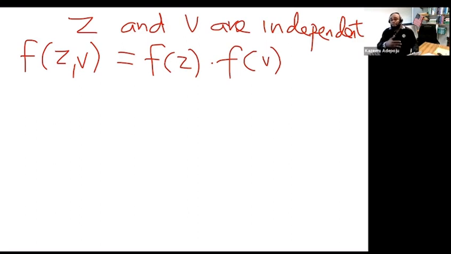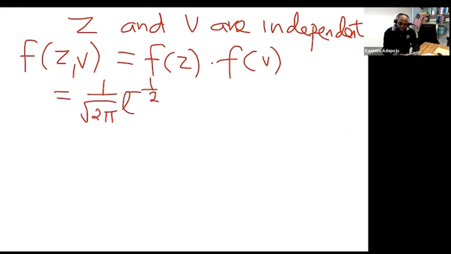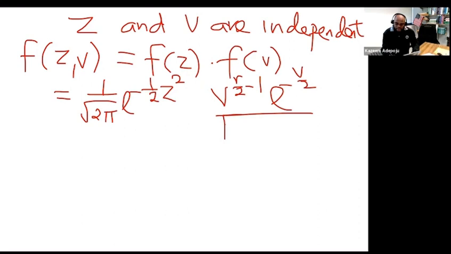The probability of the joint occurrence of Z and V that follow different distributions is basically going to be a product of their marginals. So looking at the probability distribution for Z, I have 1 over the square root of 2 pi, exponential raised to the power minus half z squared. And of course, that's for the chi-squared: we have v raised to the power r over 2 minus 1, exponential raised to the power minus v over 2, over gamma of r over 2, then 2 raised to the power r over 2.